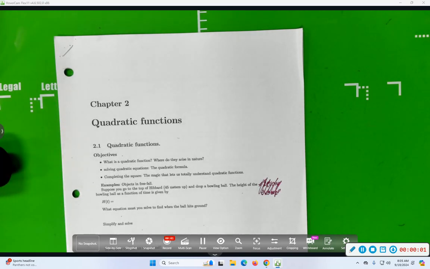Because these are things that maybe some of you already know, when I say the word quadratic function, yeah. Yes.